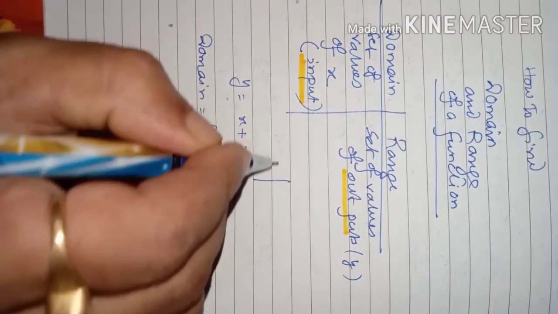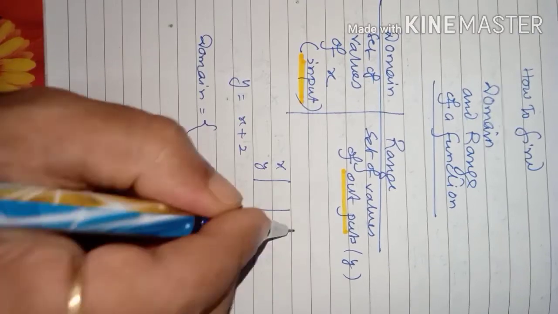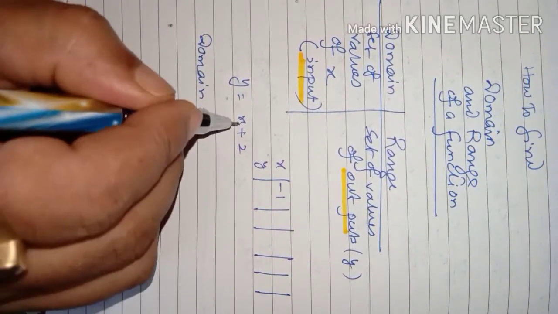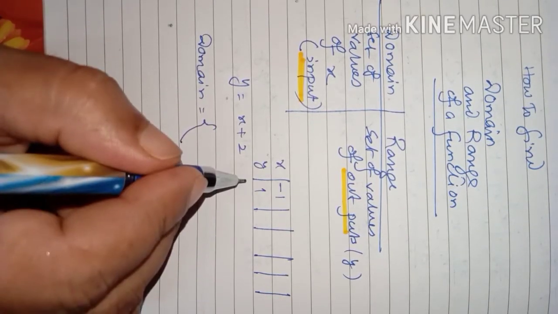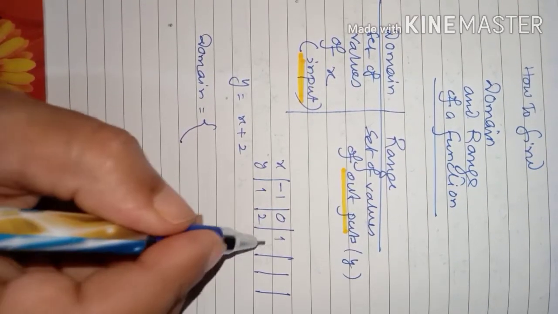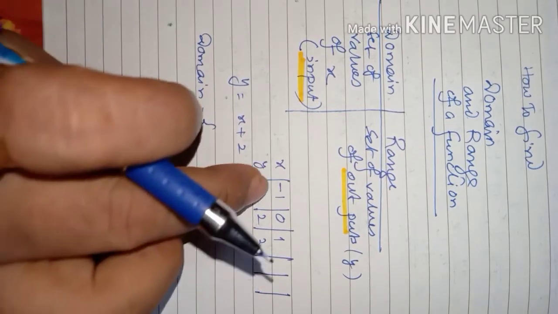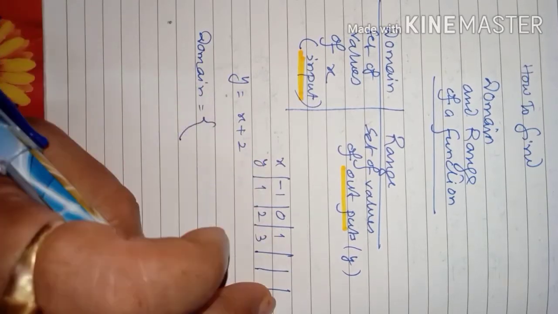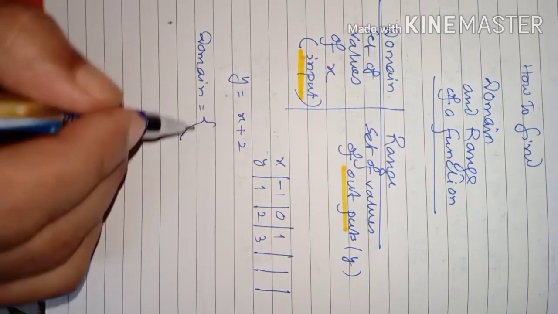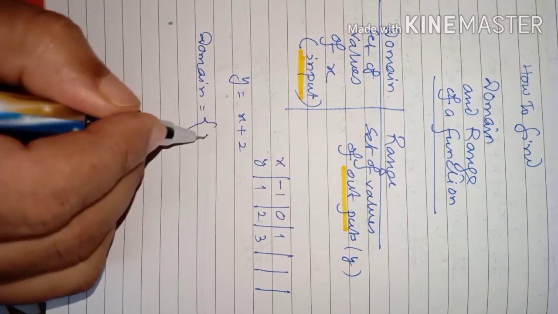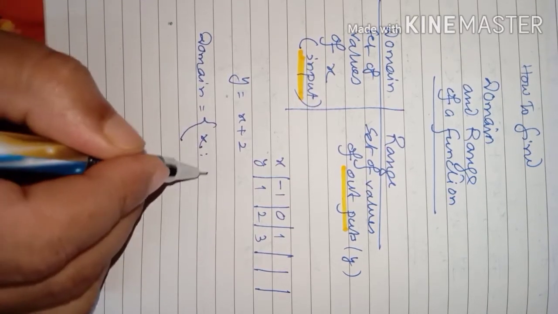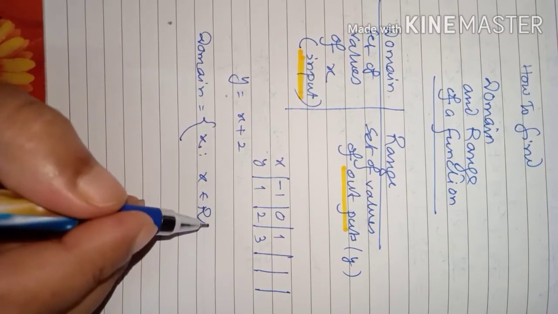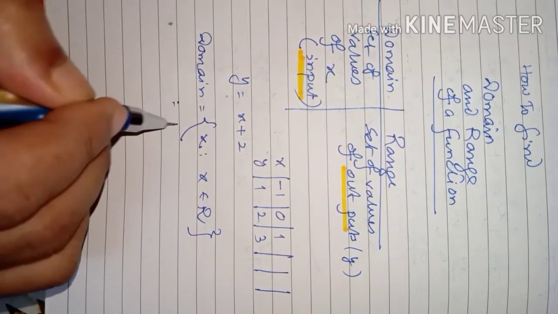As you know, the x and y values will be like this. I can take minus 1, 2 minus 1 is 1, so the y value is 1. I can take 0, it will be 2. I can take 1, it will be 3. So you see this set of values, is there any limitation here? No. You can take any real number. So you can say x such that x belongs to the set of real numbers, or you can say it is just real numbers.